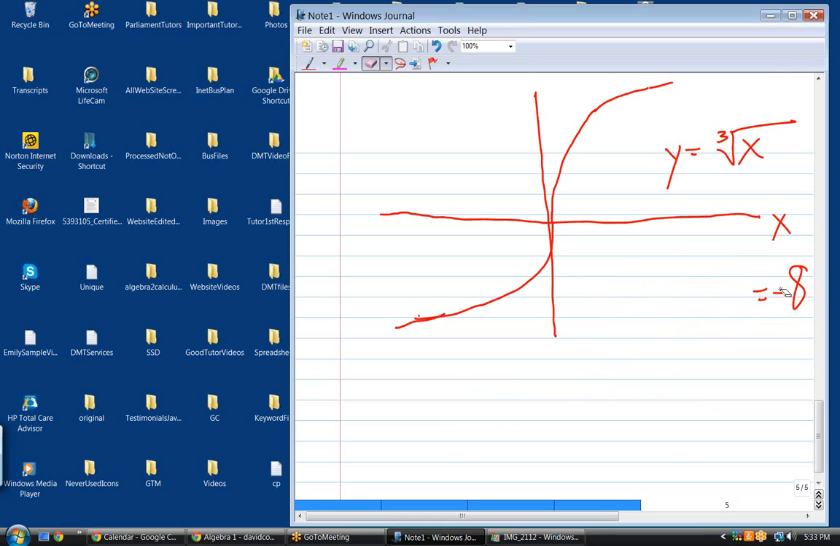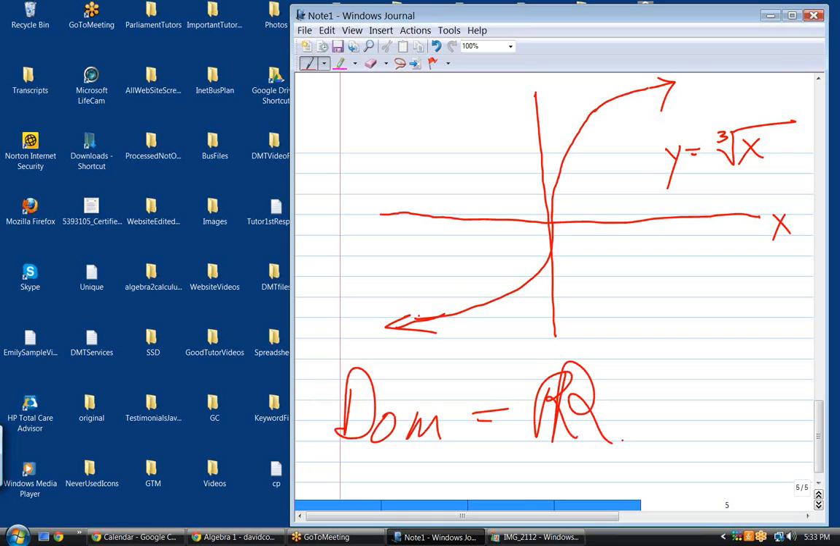Well, if I look at that graph, it does not look like x is restricted. It looks like x can go to negative infinity in that direction, and it can go to positive infinity in that direction. So the domain would be all real numbers. Okay. And we can write that like that. There's no restriction at all on x, all reals.